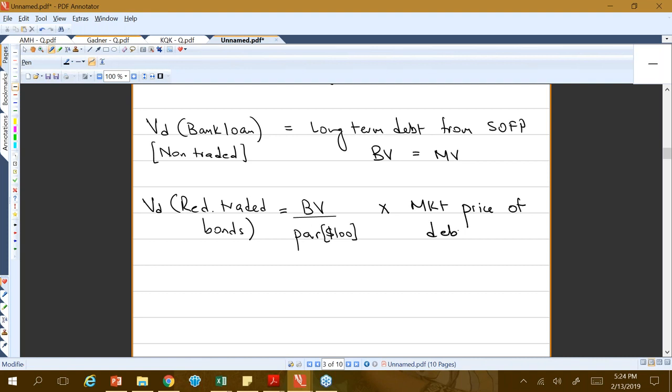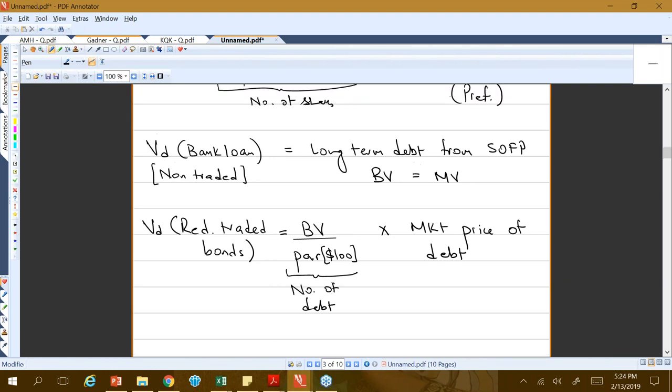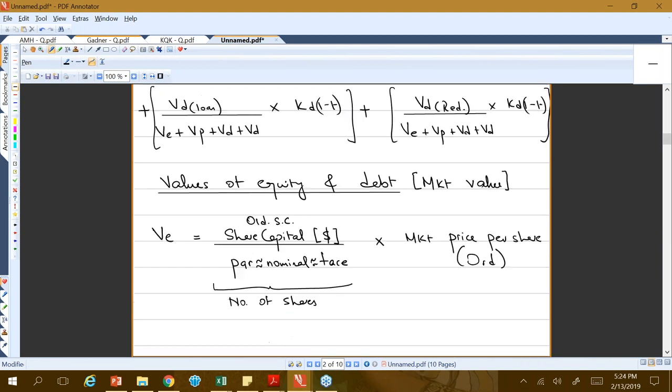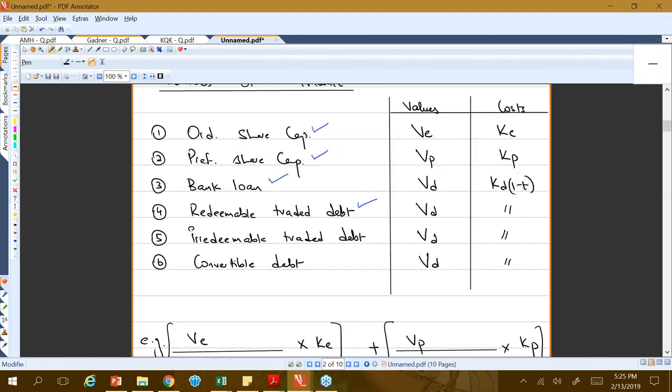Market price of the debt. And then that's it. So book value over par value, which is $100, will give us the number of units of debt. And that number of units of debt is multiplied with the market price of debt to arrive at the value of debt of the redeemable traded bonds. So we will see all these calculations in some time, but I just wanted to give you these calculations first. So how to find the values of equity and debt, assuming that a business is using ordinary share capital, preferred share capital, bank loan, and redeemable traded debt.